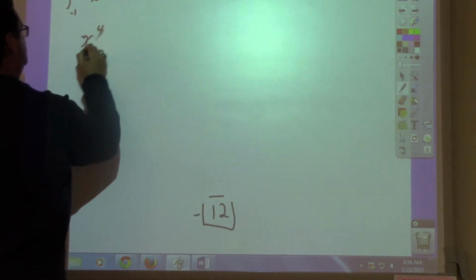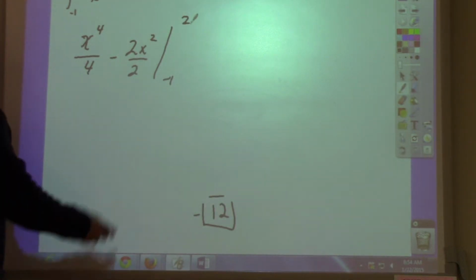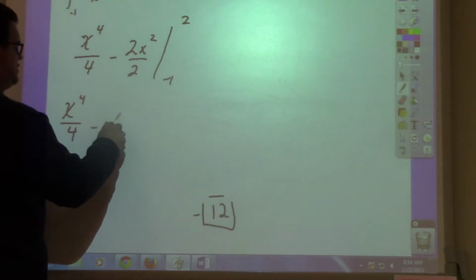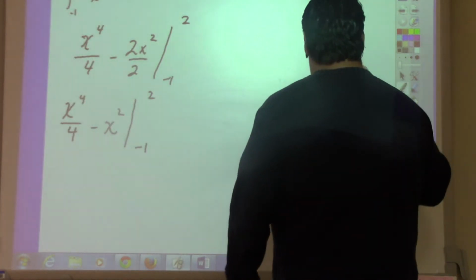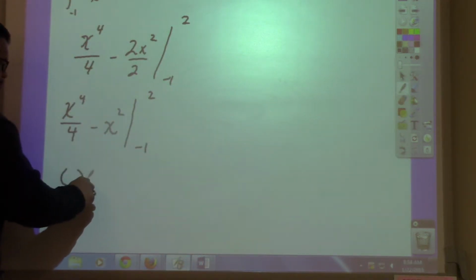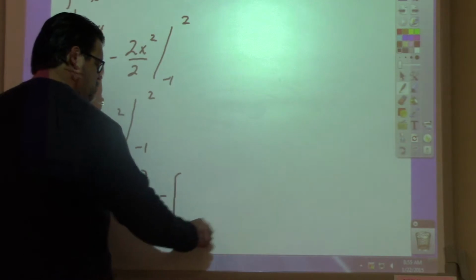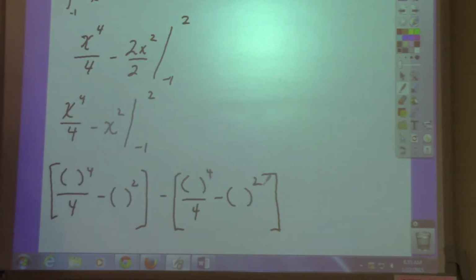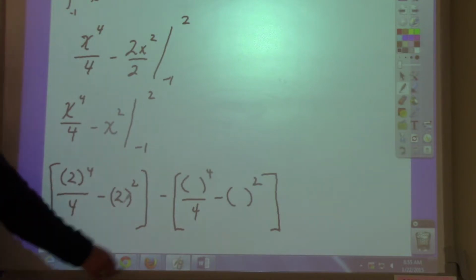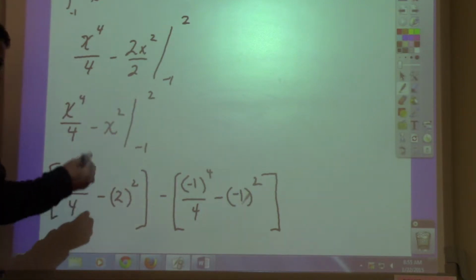That'll be x to the 4th over 4 minus 2x squared over 2 evaluated at -1 and 2. And that's going to be x to the 4th over 4 minus x squared, evaluated at -1 and 2. And that's going to be parentheses to the 4th over 4 minus parentheses squared, brackets, minus, same thing, parentheses to the 4th over 4 minus parentheses squared. Here we're going to plug in 2, and here we're going to plug in -1. And we still get 4, is this 4 right here? 4 minus 4 is what? I get 0. Is that what y'all got?